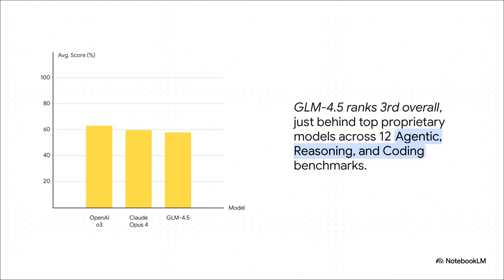Okay, so across a really comprehensive evaluation, we're talking 12 different benchmarks covering their whole ARC framework. GLM 4.5 lands in an incredible third place overall. It's sitting right there behind proprietary giants like OpenAI's O3 and Claude Opus 4. This firmly plants it in the absolute top tier of all models, whether they're open or closed source.